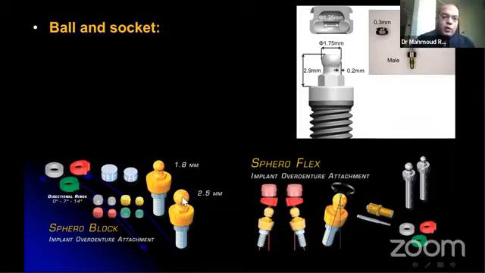Also, some types of ball, as you see here, are called the spheroflex types. This ball can also rotate to give another about 10 degrees of angulation in order to compensate for the implant angulation, as you see here. Here we can maintain the female housing or the female caps from wear and live for a long time inside the denture.